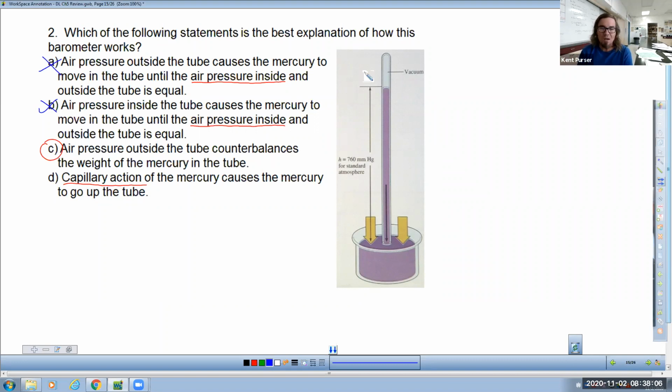Well, because that's the way I described it to you when we were learning this the very first day of chapter 5: the air pressure outside pushes on the mercury until the weight of mercury inside the barometer, inside the glass tube, is equal to the pressure on the outside. Why is it not D? Because we never ever mention the words capillary action.